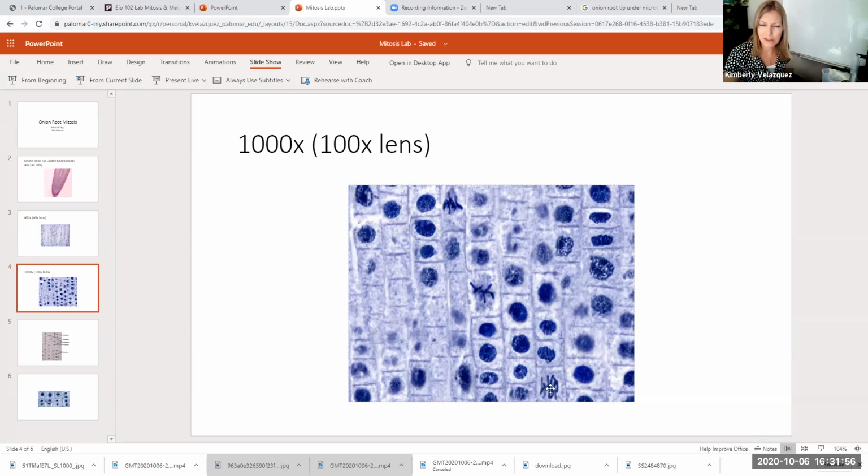This would also be a metaphase. You can see those really long chromatids there. This one up here, also a metaphase. Anaphase is when they pull apart and start moving to opposite ends of the cell. And honestly, there is not an anaphase in this view, but there is a telophase.